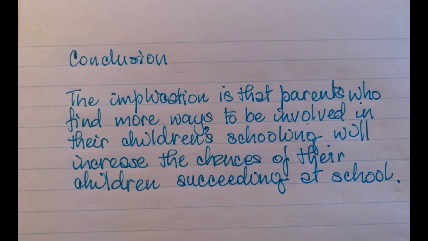So let's look at an example of what a concluding sentence could look like. The implication is that parents who find more ways to be involved in their children's schooling will increase the chances of their children succeeding at school. So you can see that this is the concluding sentence and it echoes the topic sentence. There should be a clear link between the topic sentence and the concluding sentence.